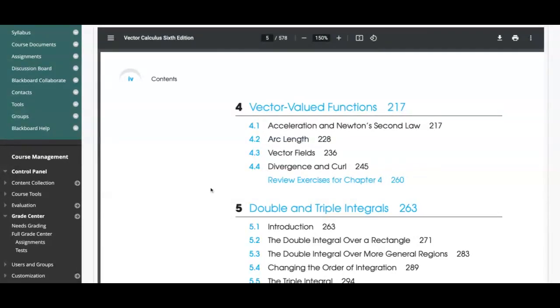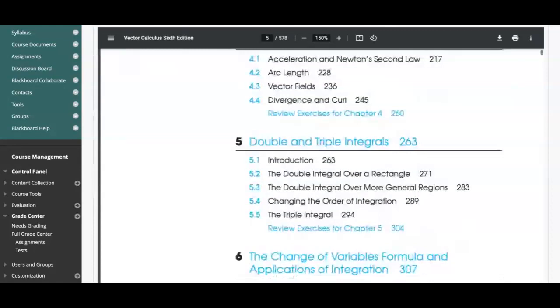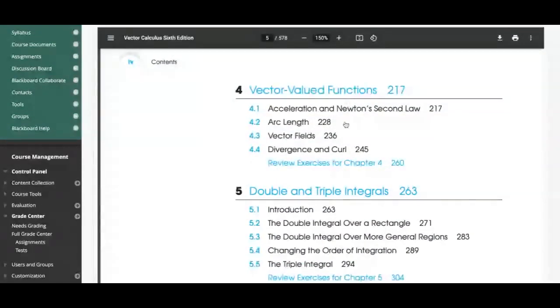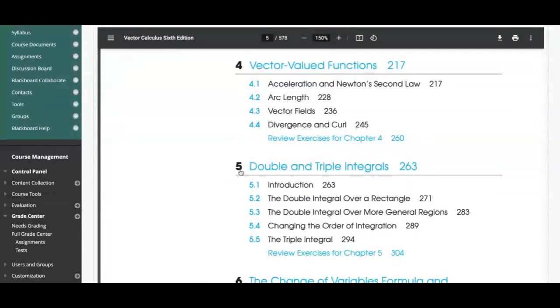4.4 is not in our syllabus. Then next week, after our exam, chapter 4 will not be on our midterm. So next week, we're going to chapter 5, double and triple integrals. The idea is very similar to partial derivatives. We integrate in one component at a time. So you can understand partial integrals as integrating the function in one direction at a time, one by one.